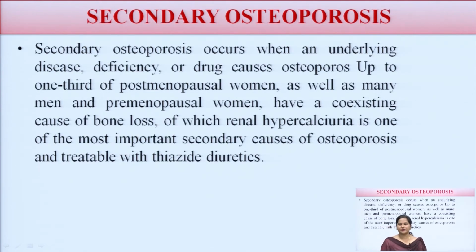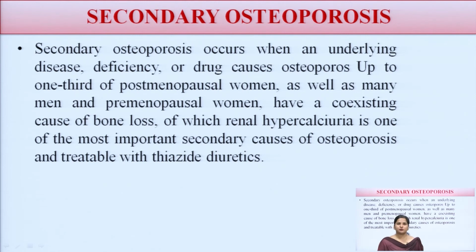Now, secondary osteoporosis. Secondary osteoporosis occurs when an underlying disease, deficiency or drugs cause osteoporosis. Secondary means it is because of some other condition. Primary osteoporosis means it is because of demineralization, a lack of minerals, lack of calcium. At that time bone density is lost, but secondary osteoporosis is because of any other kind of disease or treatment; that is known as secondary osteoporosis.